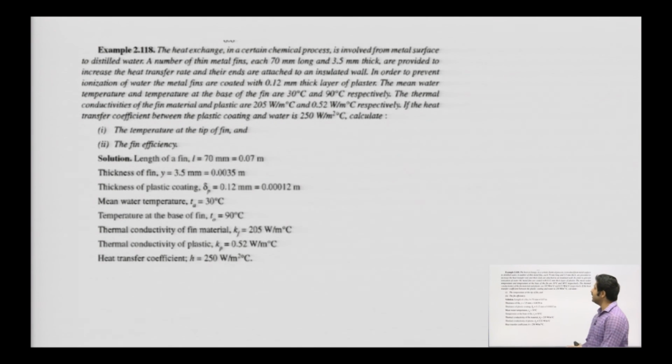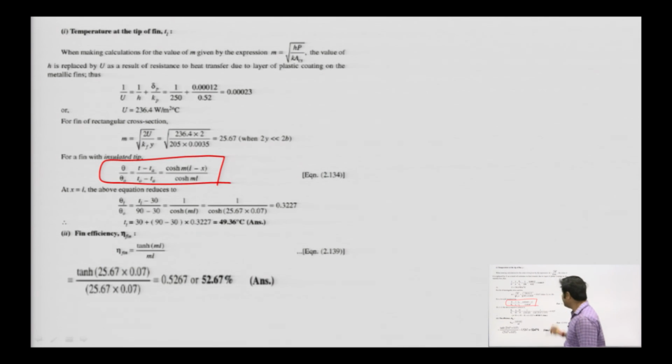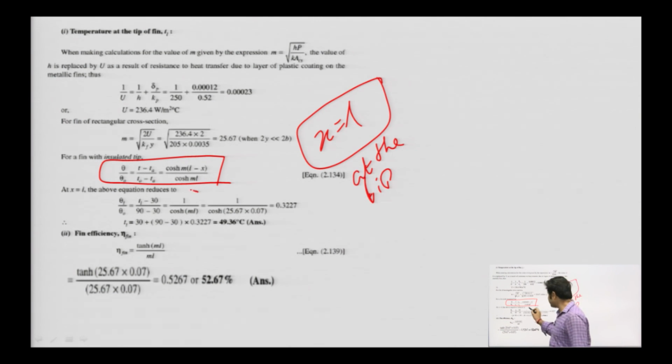Again the same thing, the heat exchange in a certain chemical process involving a metal surface. What do you need to find out? Now this thing I will be touching, the fin efficiency. The temperature at the tip of the fin is again the temperature profile that they are talking about. You can see the temperature profile will come into the picture definitely. And here x is equal to L, because he is talking about the tip, right? So the equation will reduce to this, so you can calculate.